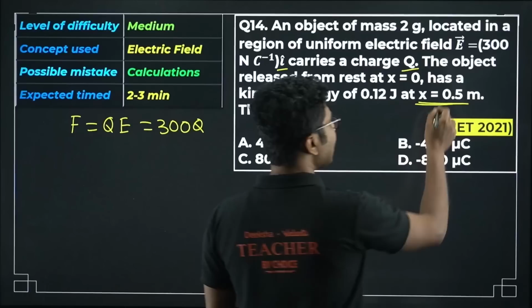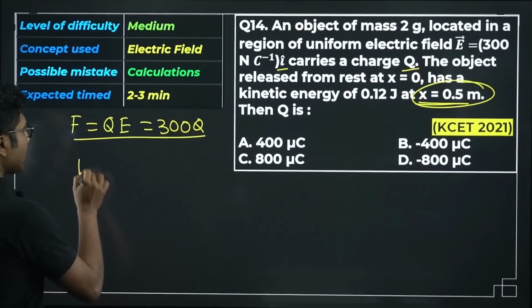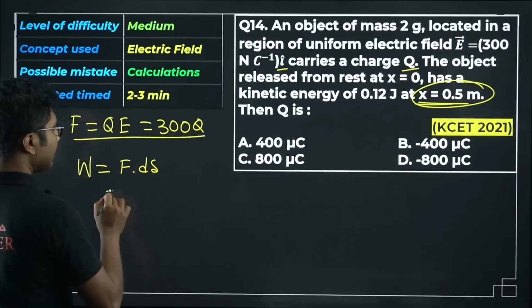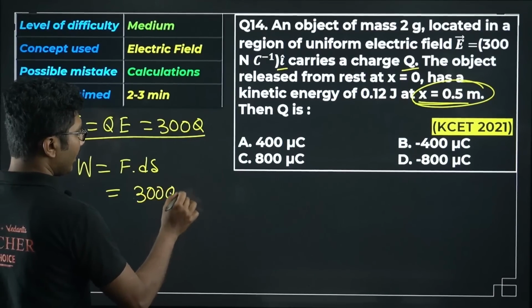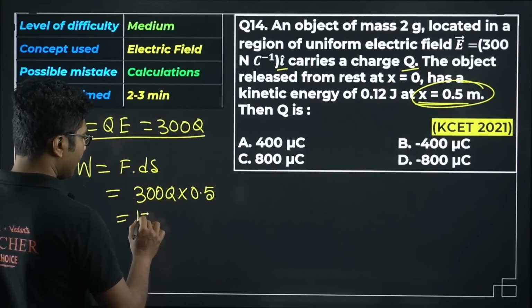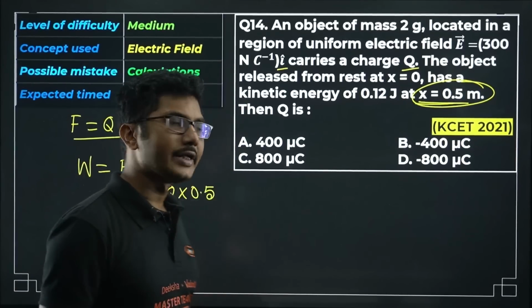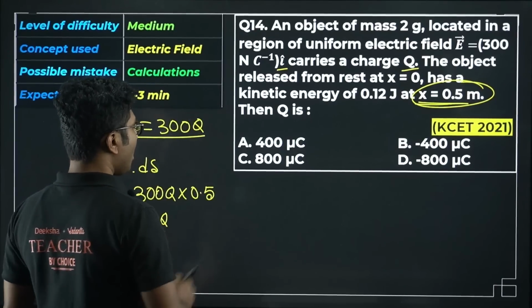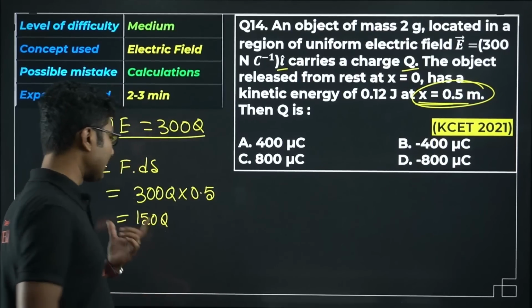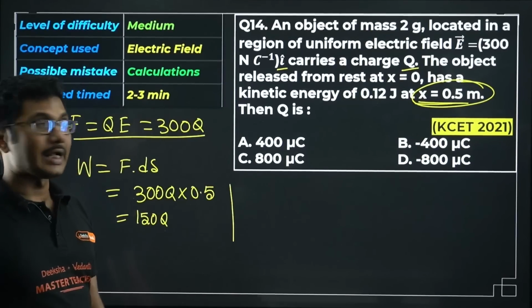Now, if the displacement is 0.5 meter under the influence of this constant force, then what is the work done? The work done is force into the displacement. That is 300 Q into 0.5 meters, that is 150 Q. 0.5 means basically half, so half of 300 is 150. So these are the things that you have to remember in the heat of the moment when you are solving the questions. Right now maybe you will be able to understand how, sir, you have written this. So these are the small calculation tricks that you have to remember.